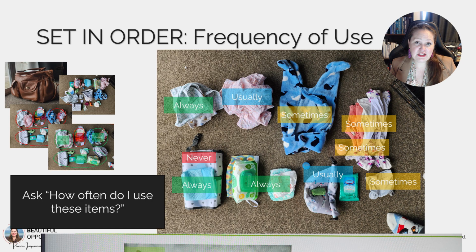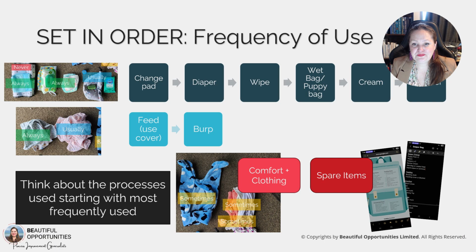So, how often do I use these items? You can see here, I've identified those diaper items I use almost every time. The burp cloth, I use almost every time. But I never use this fancy changing mat. I tend to use the disposable one. So even though I have this fancy changing mat in there, I don't actually use it. Now the clothes I use sometimes, but when I do use them, I really need them. That kind of gives us an idea. Usually I use the wet bag, but not always. Sometimes there's a trash bin, so I don't have to use it. So that one got a usually as well.